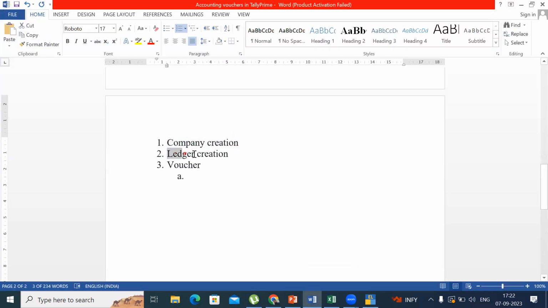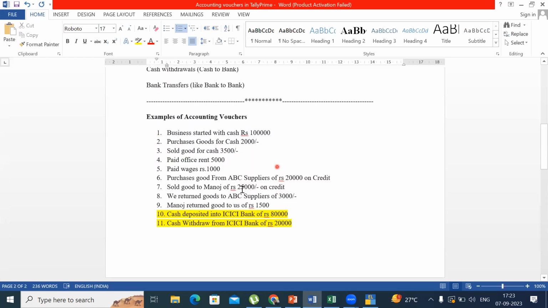Step two is called ledger creation. In ledger creation, we create common ledgers. You can create the common ledgers of every transaction. See here, out of 11 transactions, how many ledgers are required? Every transaction has an aspect of debit and credit. Yes or no? Most transactions convert into the twofold aspect of accounting, debit and credit, as per the accounting rules: personal, real and nominal.